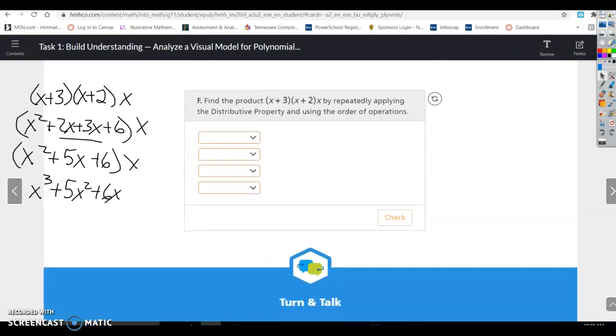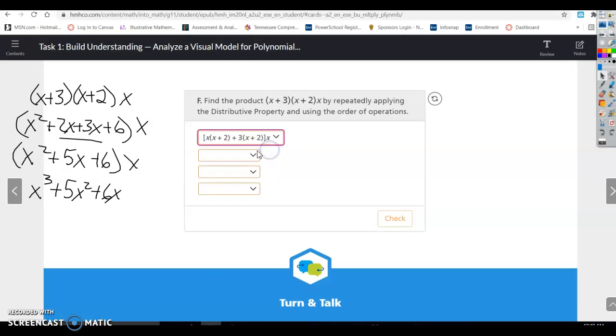All right, and it says find the product by repeatedly applying the distributive property and using the order of operations. All right, so we've done that. So x times x plus 2, that's what we did in the beginning, the first two steps, and then 3 times this product here is this, and then we still had this on the outside. So that would be step 1.